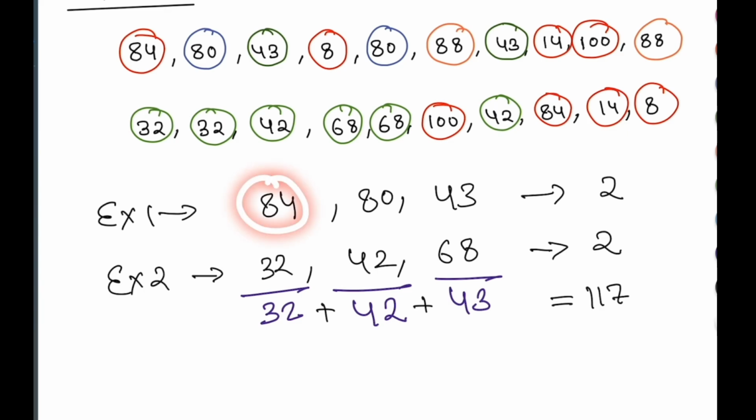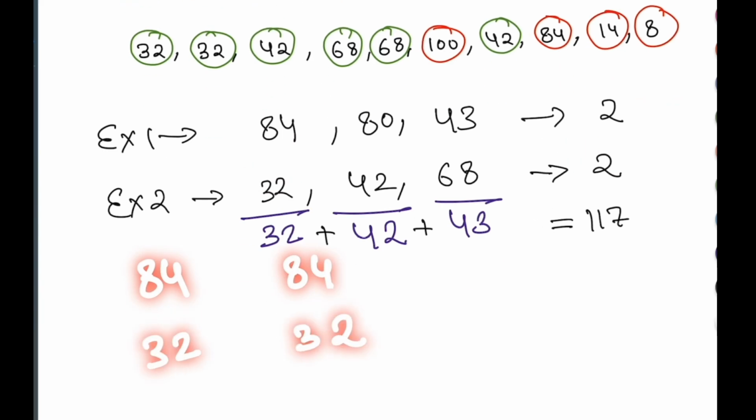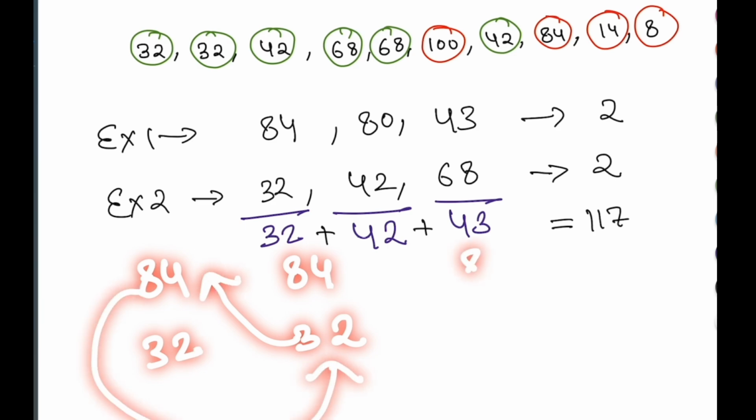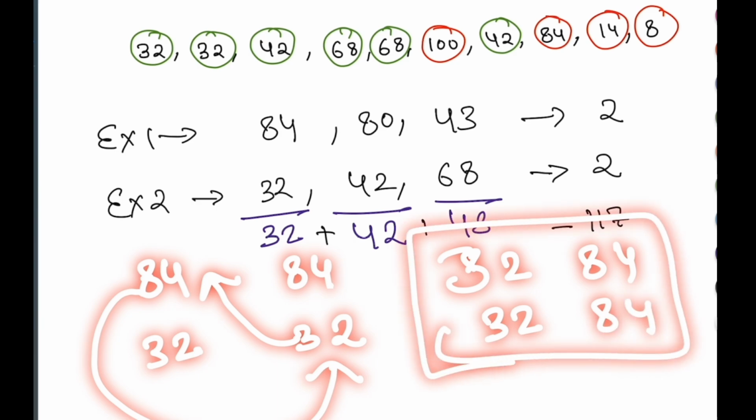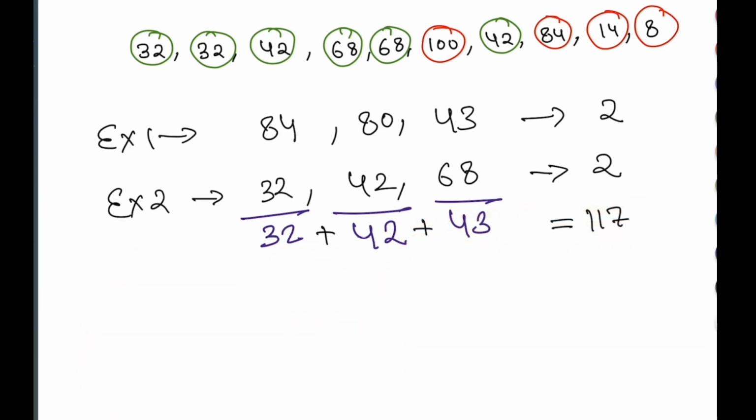We have two number of 84s, right? So we have 84 and 84 in the first basket, 32 and 32 in the second basket. If I put this value here and put this 84 in the second array, this will be 32, 84 and 32, 84, right? The swapping is done. Both the arrays are same, but the cost is 32.